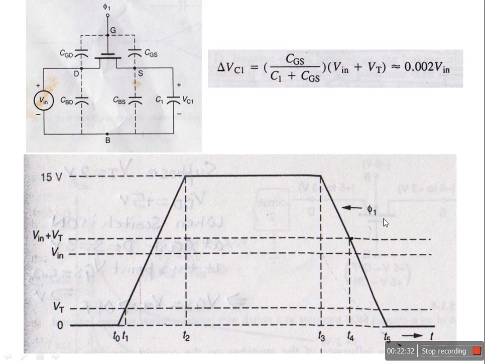VGS, definitely phi 1 is VGS, or the control voltage or the gate voltage, anything you can say. So below that there will be no current because it has not reached VT. When it crosses VT, the switch starts turning on and it is on.